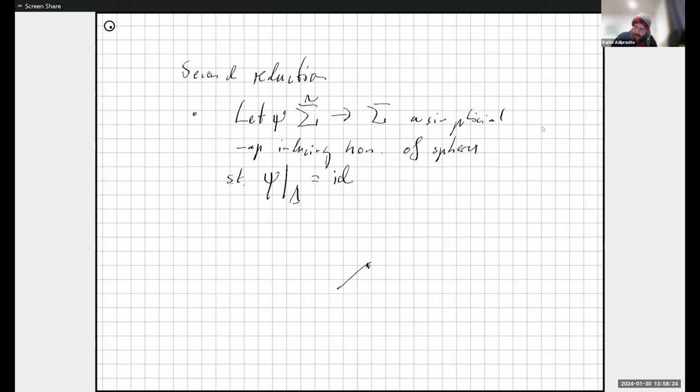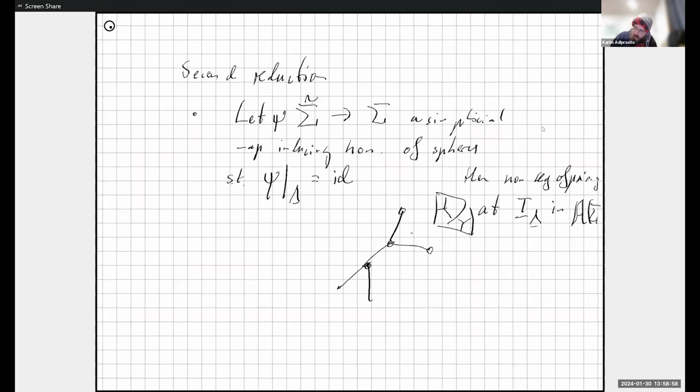So in other words, I have my delta sitting in my sphere. And now what I'm doing is I'm allowing you to modify the sphere anywhere outside of delta. Then non-degeneracy of pairing at I delta in sigma is equivalent to the non-degeneracy of the pairing of I delta in sigma tilde.